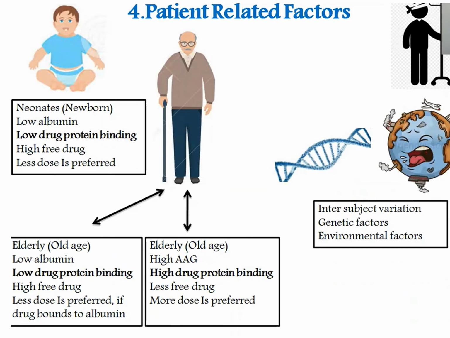So there are some patient-related factors. If we have a pediatric patient, there is low albumin, so low drug protein binding. If drug protein binding is low, then there is a high concentration of free drug, so a lower dose is preferred. That is why pediatric patients are given a low dose.